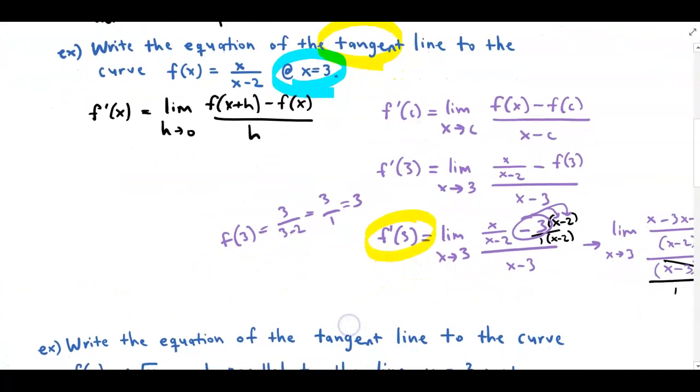So now we want to write the equation of the tangent line. How do you write the equation of a line? y minus y1 equals m times x minus x1. We already know what the derivative is at x equals 3. So we know the slope, the derivative. We know the x value, that's 3, right? That was given to us. The only thing left to find is the y value.